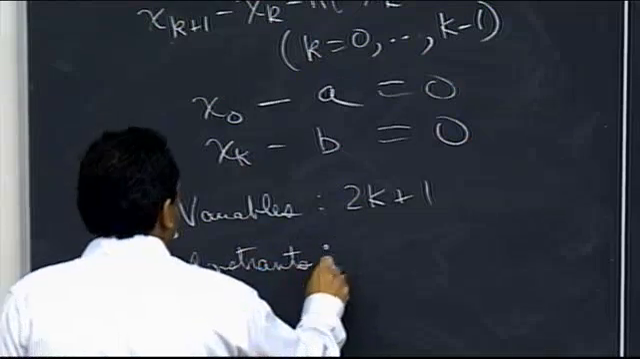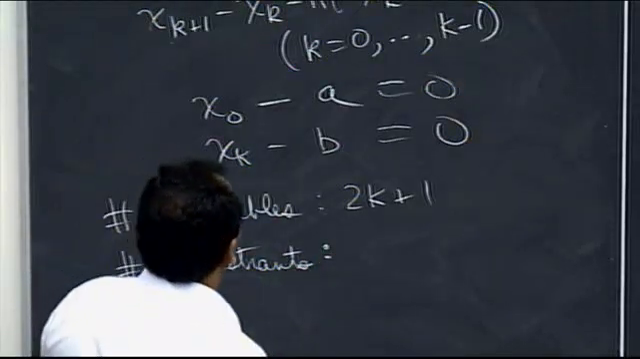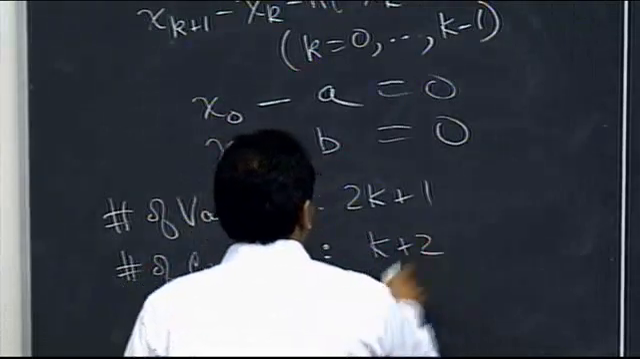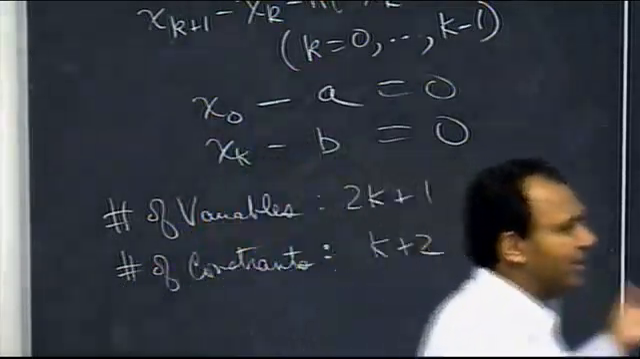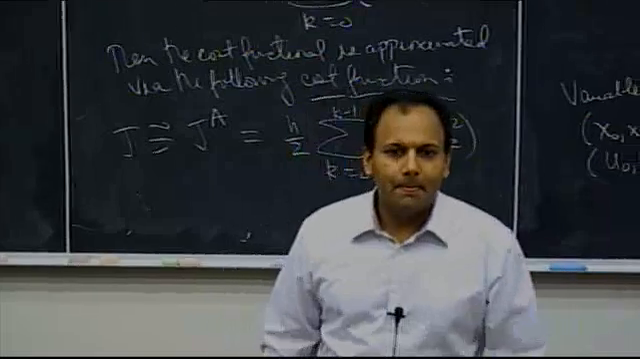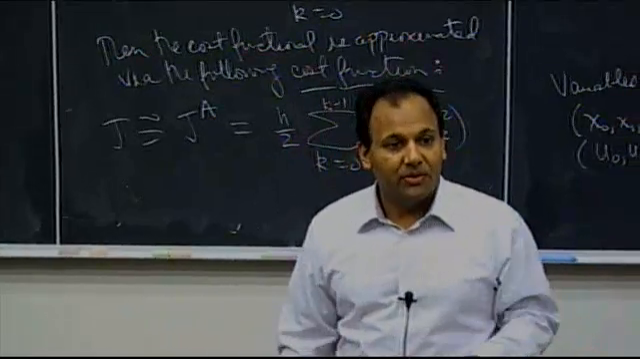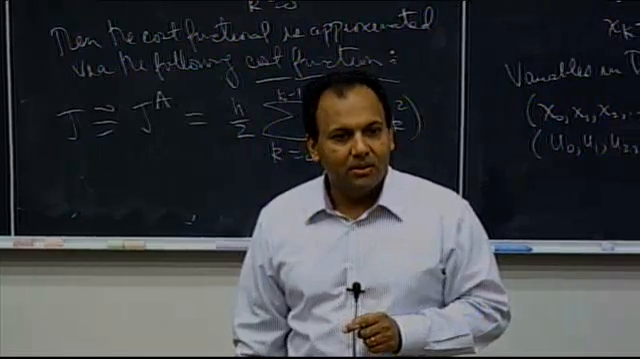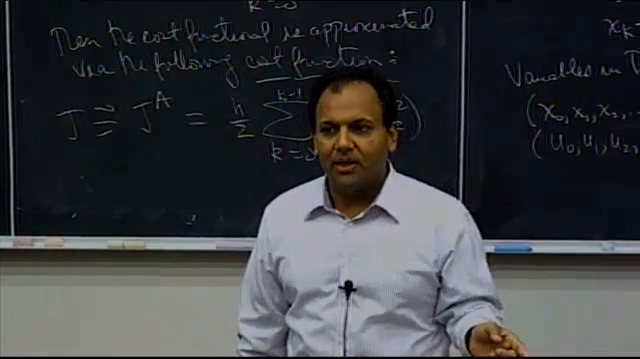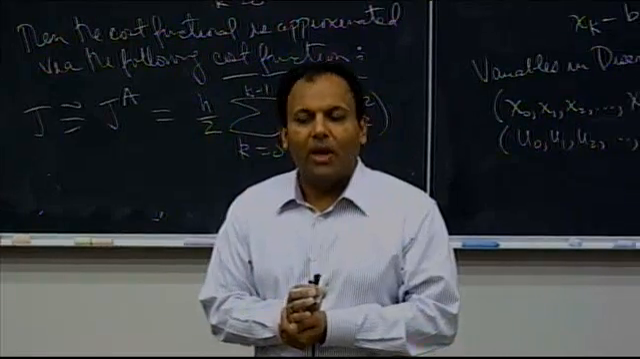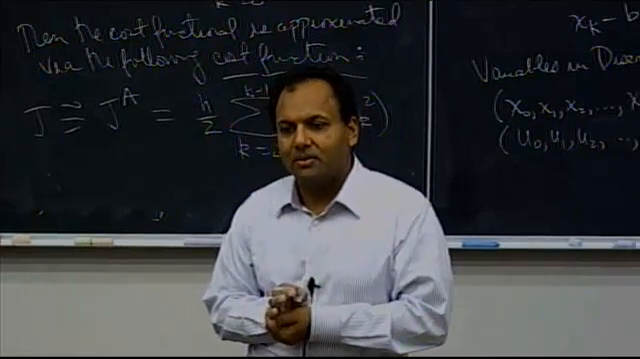I have k here plus 2. Right, he's right, k plus 2. Do I have more variables than constraints or fewer variables than constraints? I have more variables than constraints. Okay, should I have more variables than constraints, or should I have fewer variables than constraints, or should I have the same number? Why should I have more variables than constraints?